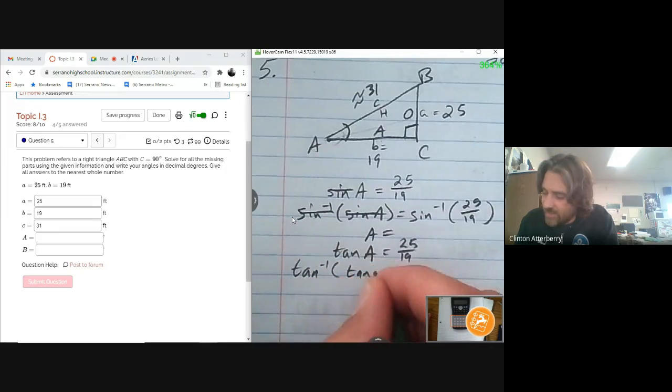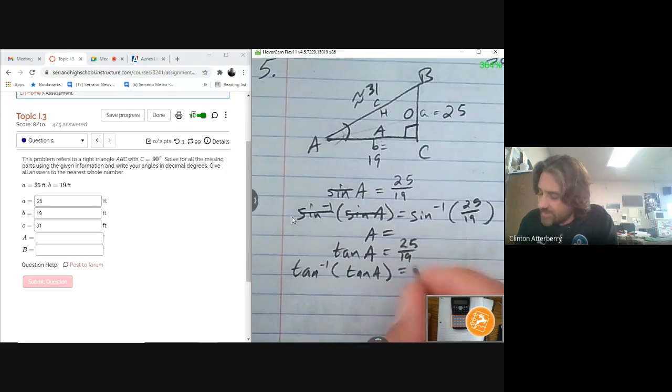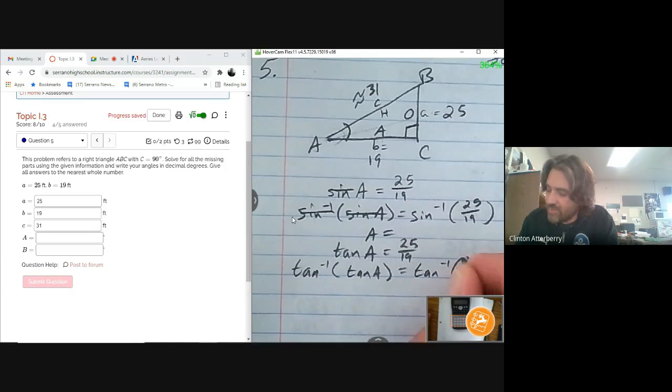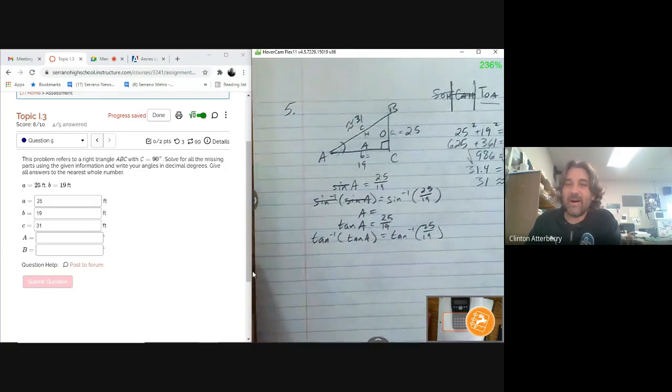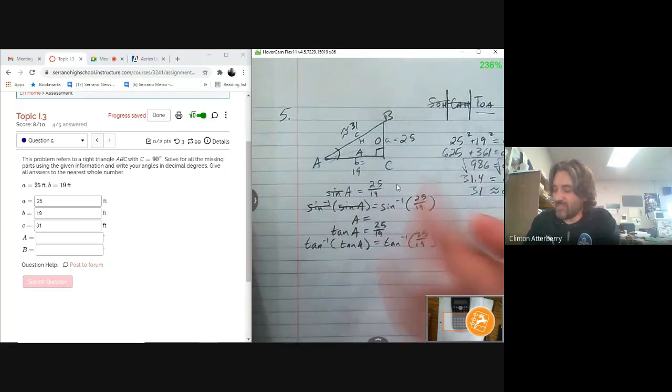I just kind of get so locked into sine. Sine's probably my favorite of all trig functions. You guys are like, what? Atterbury's got a favorite trig function. Yep. So please, pretty please, double check your stuff just like I did here.